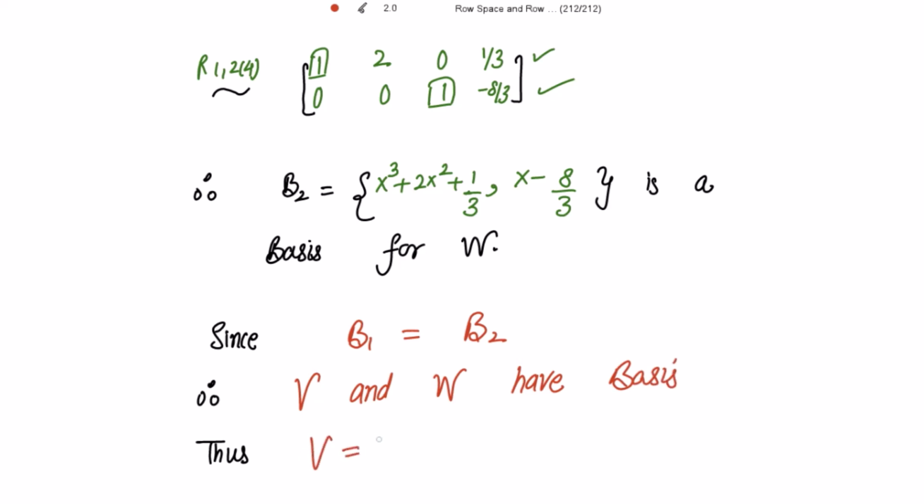Thus, V is equal to W, right? Both the vector spaces are equal. Hence the result. Thank you.